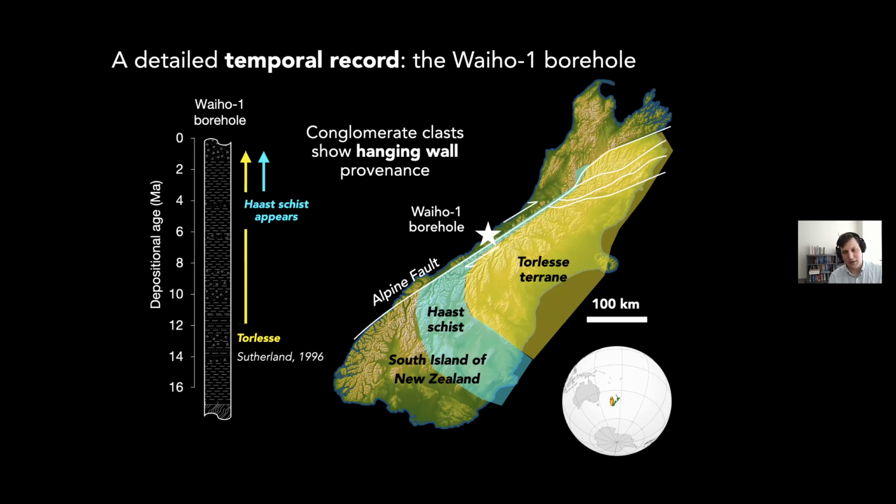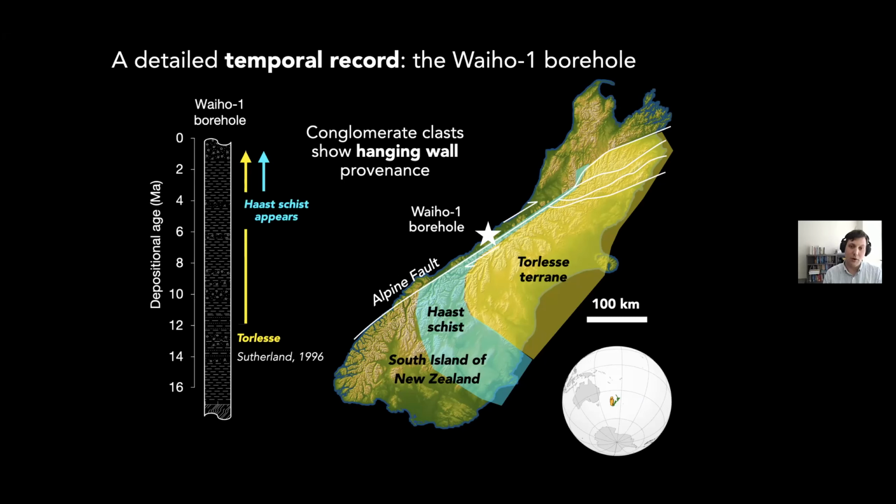Also, another interesting thing to notice is that this high-grade schist that's exhumed in the immediate hanging wall of the Alpine Fault that I mentioned earlier appears about 4 million years ago in the borehole sequence.